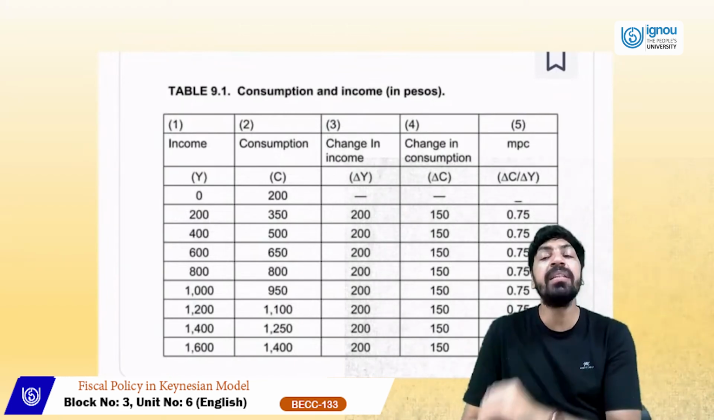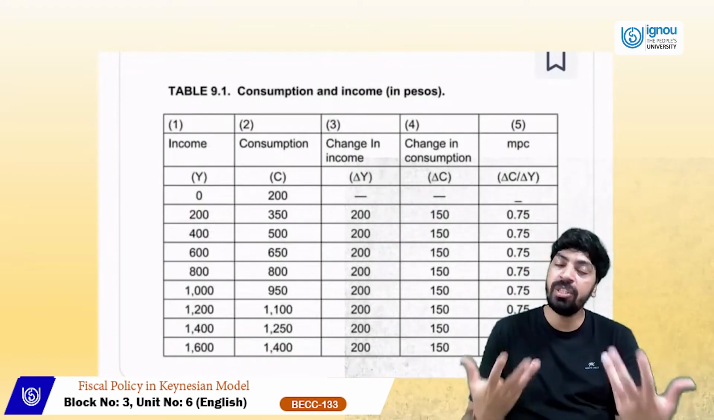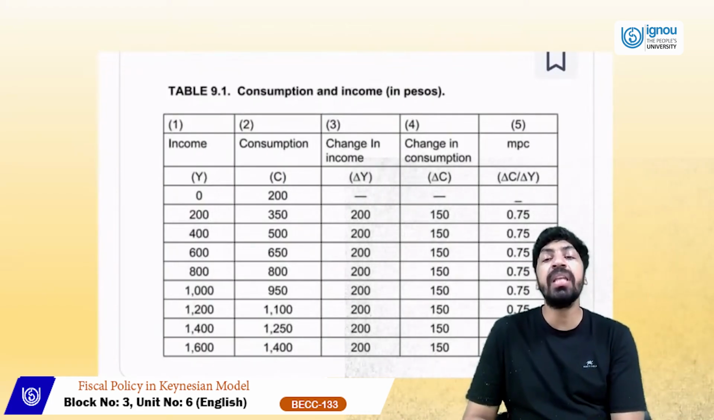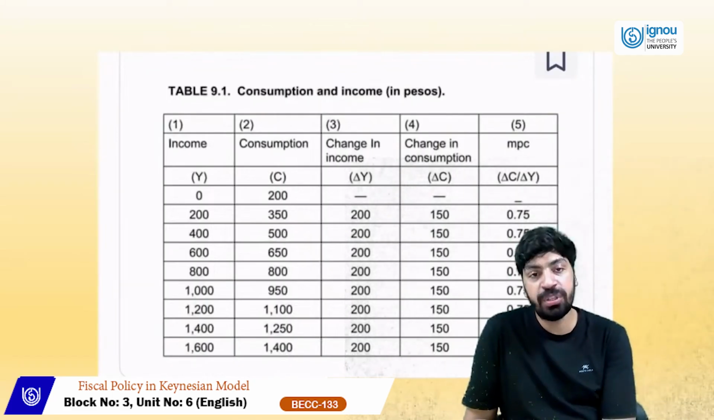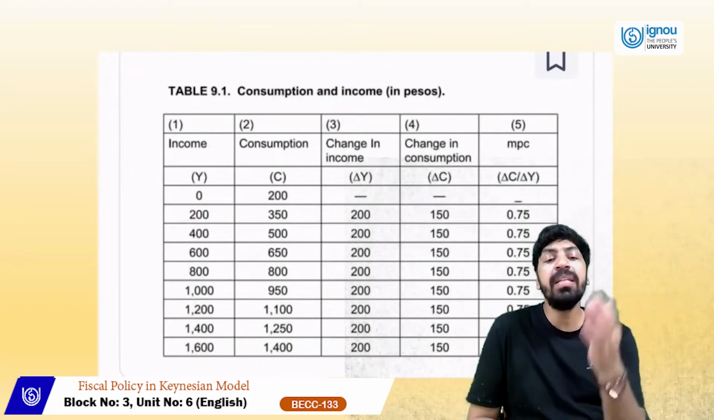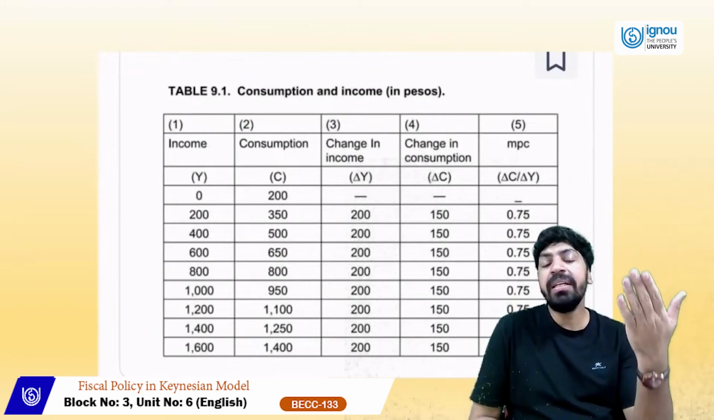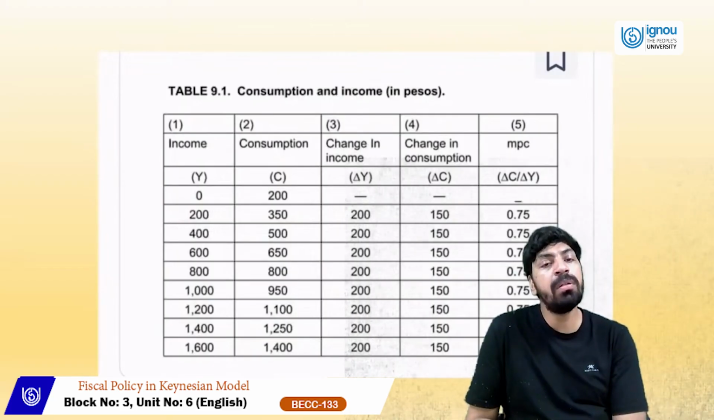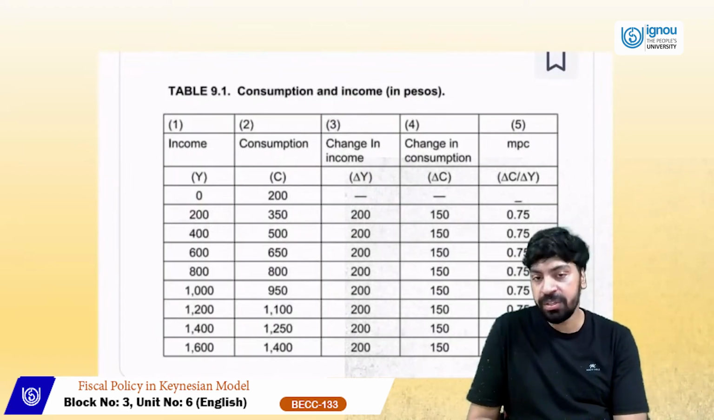So to calculate the MPC, you need delta C by delta Y, where delta C is the change in consumption spending and delta Y is the change in income. In the question, income and consumption will always be given to you. The income is already given, that is 0, 200, 400, and so on. If you see the income, it begins from 0 and goes on increasing. When we talk about consumption, it also goes on increasing, beginning from 200 till 1400.